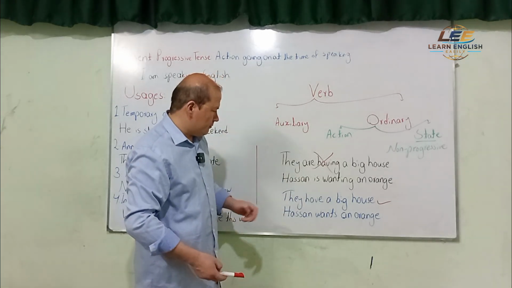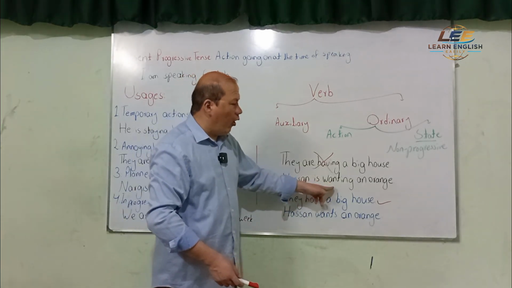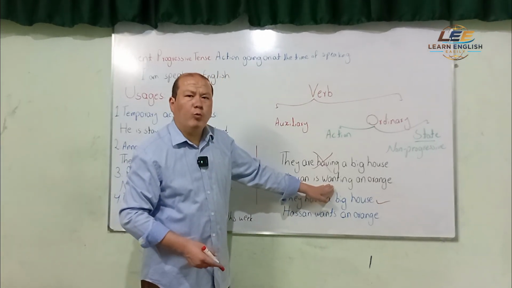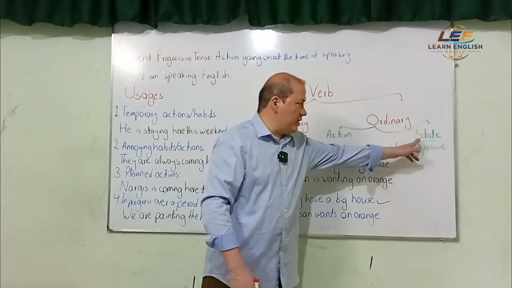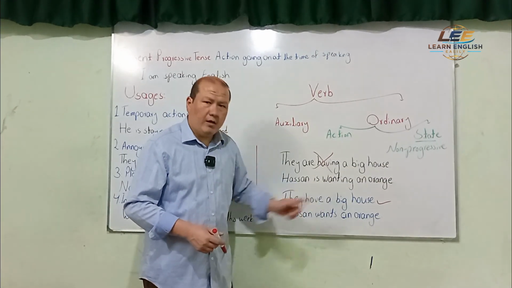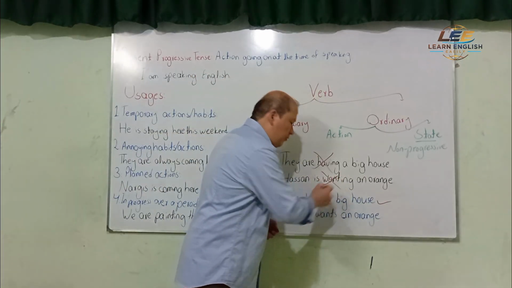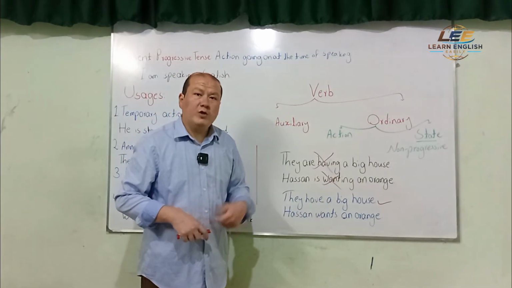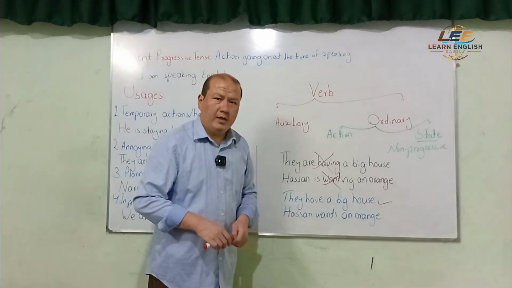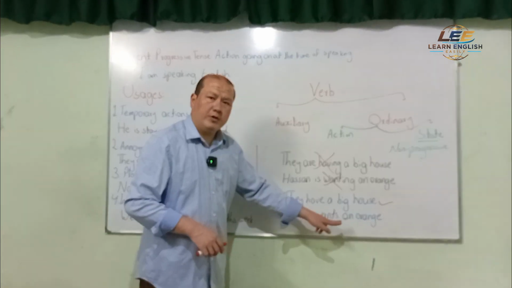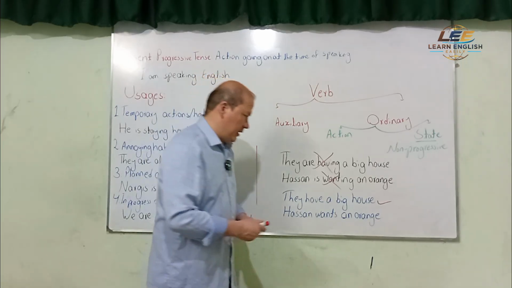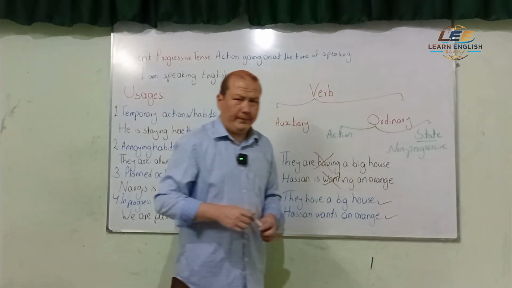Another example. Hassan is wanting an orange. What is my main verb? Want. Want is again a state verb. It is again non-progressive. I cannot use ing. This sentence is also wrong. So what should I do? I'll say, Hassan wants an orange. Again, I've changed present progressive to simple present tense. Again, this sentence is right.